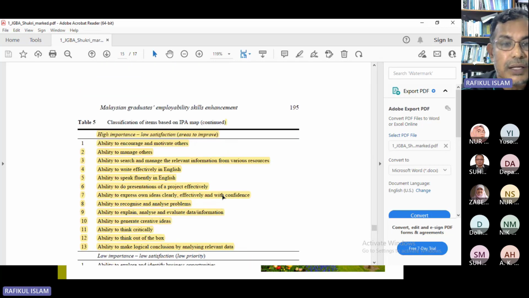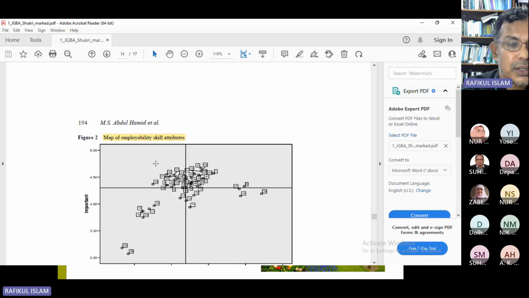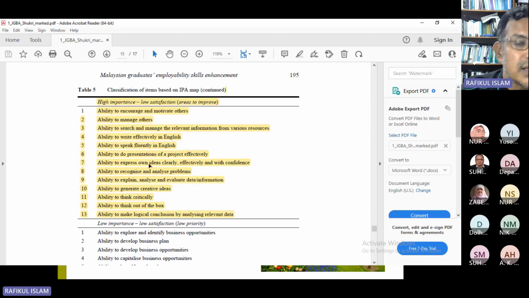And the finding is this one. This is the high importance, low satisfaction. That means these are the items, areas to improve. These items belong to this quadrant. And I will read some of the items: ability to encourage and motivate others, ability to manage others, ability to search and manage the relevant information from various sources, ability to write effectively in English, ability to speak fluent English, etc. Mind that this research was done in 2012, 2013, so about a decade ago.